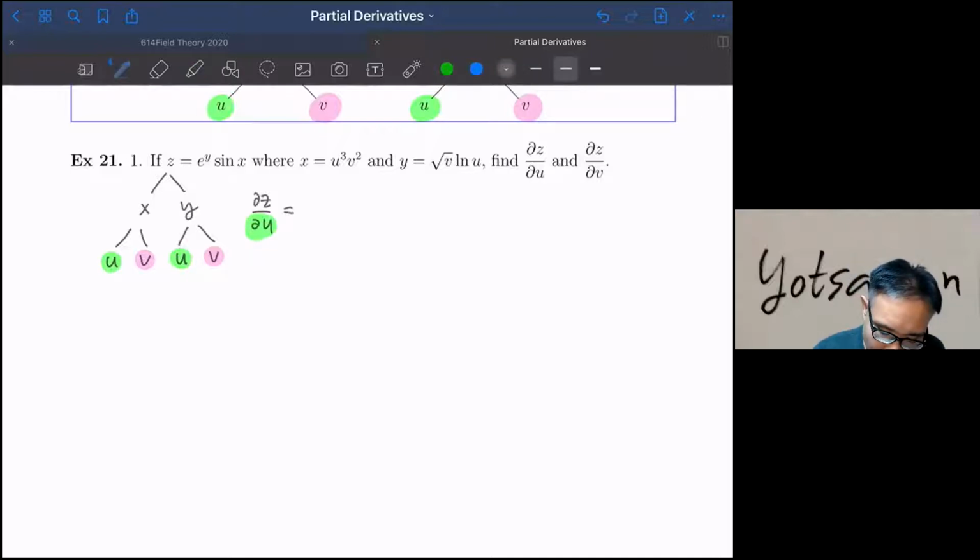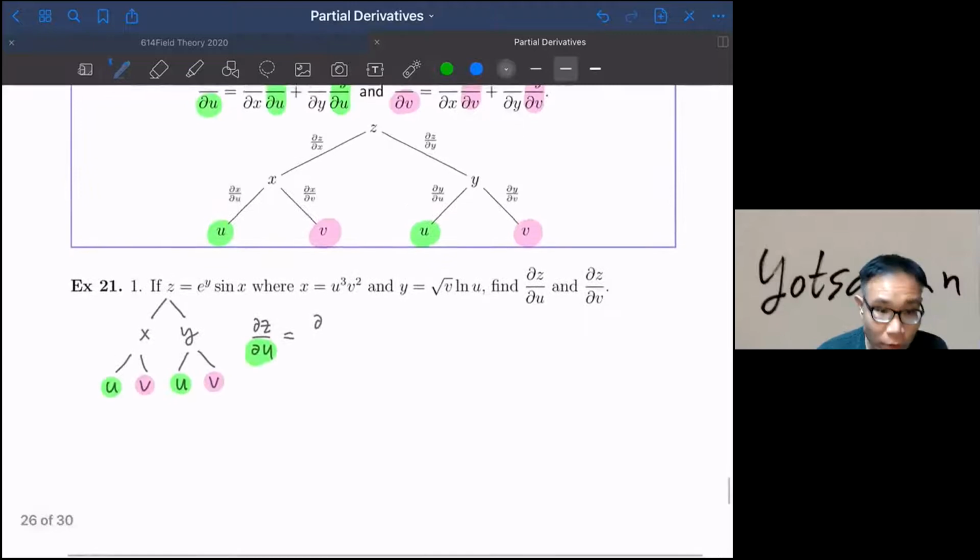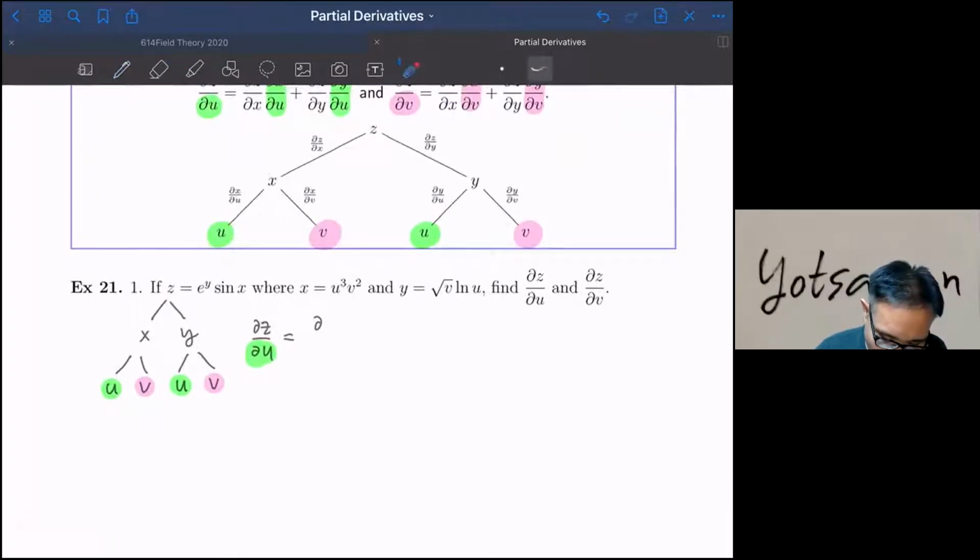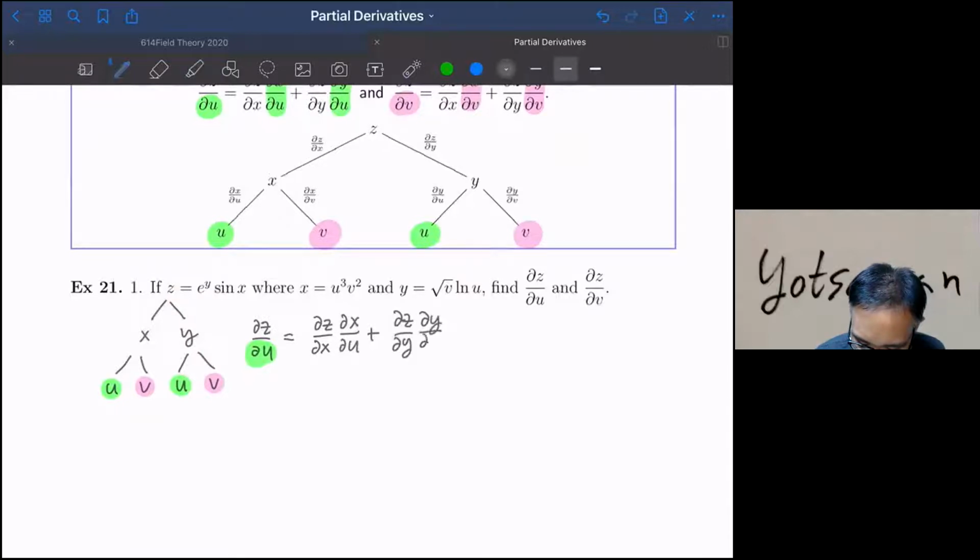The formula turns out to be just following this diagram, so it's going to be z_x x_u plus z_y y_u. So it's going to be dz dx dx du plus dz dy dy du. And this one will be the green one that you need. So dz du equals dz dx dx du plus dz dy dy du.